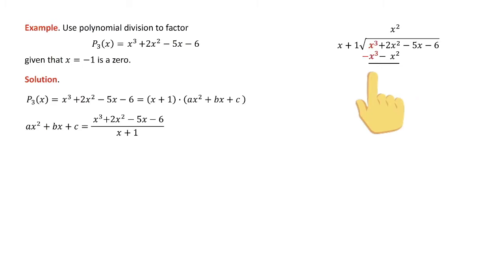So x cubed minus x cubed is 0. You have to get a 0 here, or you made the wrong choice. It always has to zero out the first term. Now you just subtract this and you get what you get. 2x squared minus x squared is x squared. Now be careful with signs. It's very easy to mess up the signs here. Okay, so that first turn of the wheel is done. Now I'm going to bring down this term, and I'm going to bring down this term. And now we start the entire process again.